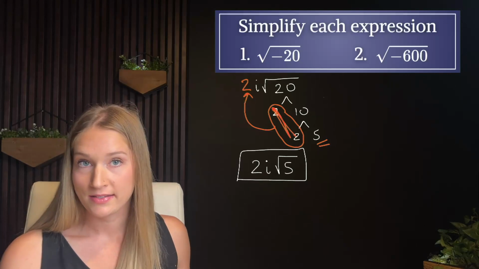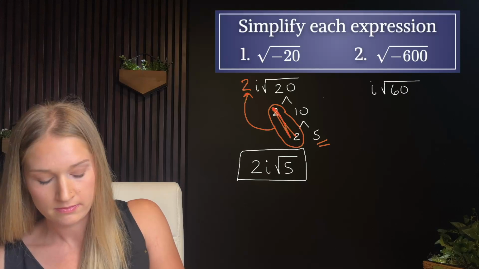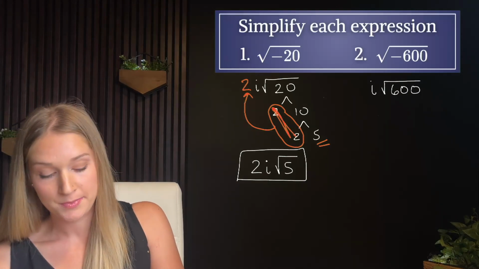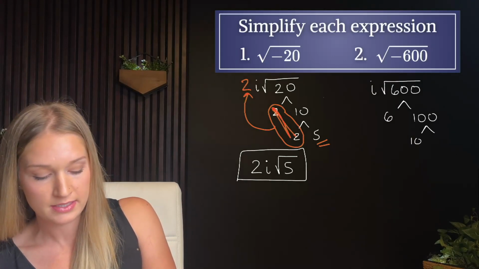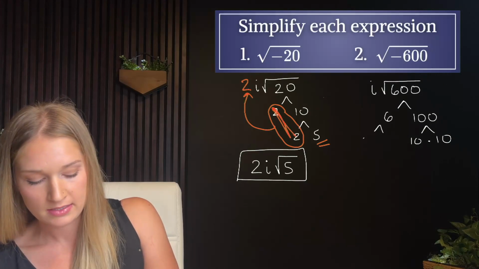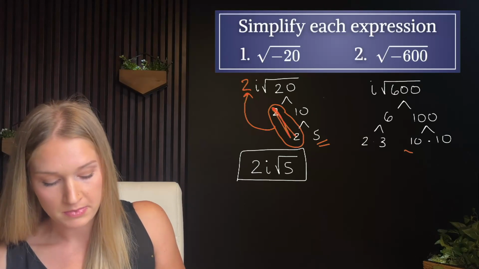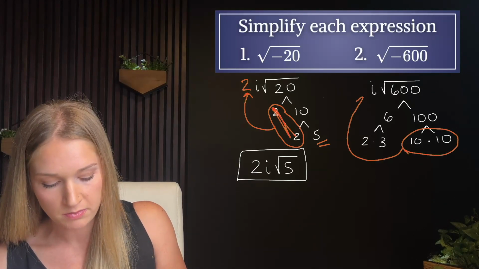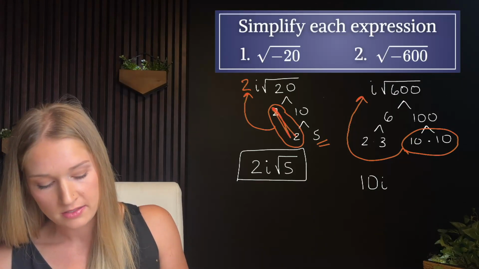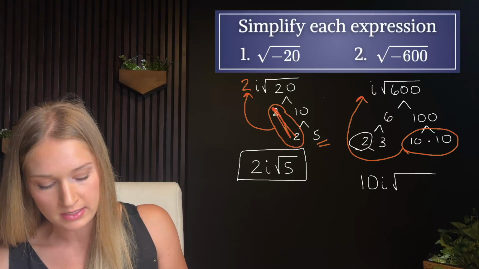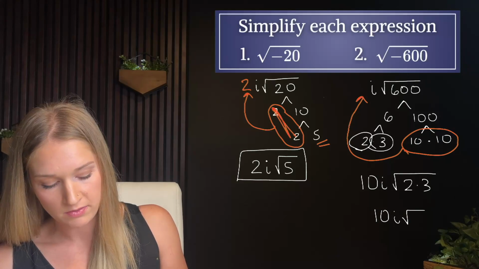In the second one, I still see another negative, so I'll pull that out. And then I have square root of 600. I know that 600 is 6 times 100. So to make it easy, I'll start with that, and then I'll break my 100 down into 10 times 10. My 6 is going to be 2 times 3. So I have a pair of 10s. I can go ahead and pair up the 10s, and then the 10 is going to multiply on the front, in front of that i. So I have 10i, but then inside the radical, I still have the 2 and the 3 that didn't pair up. So 2 times 3. So 10i square root 6.